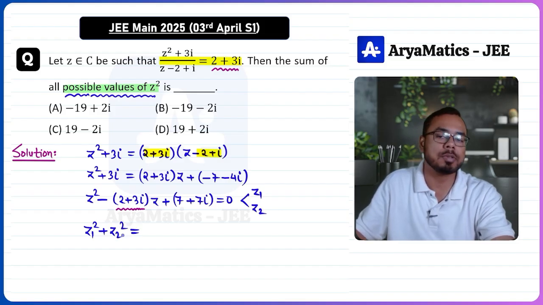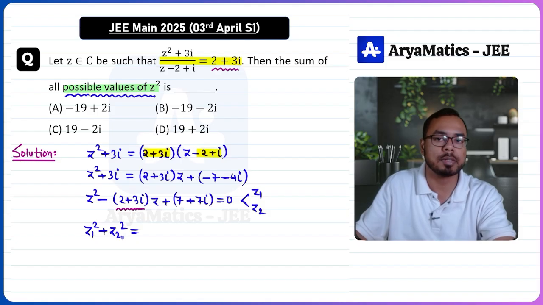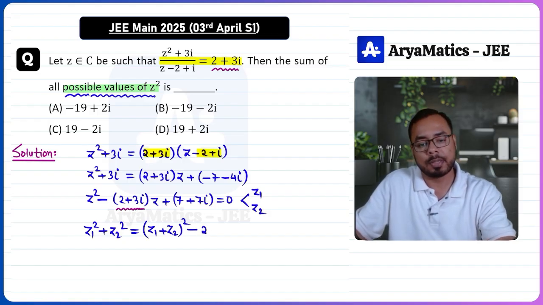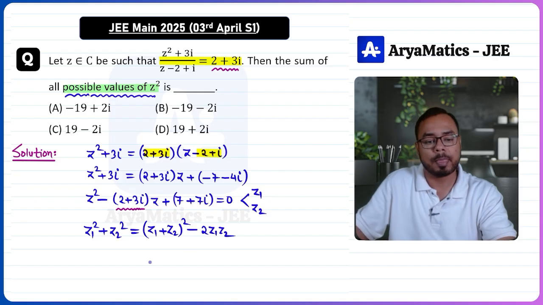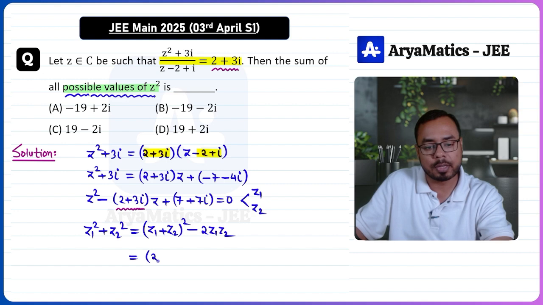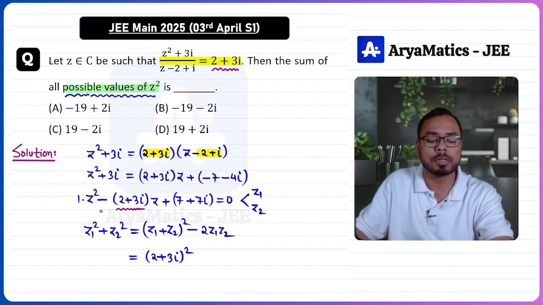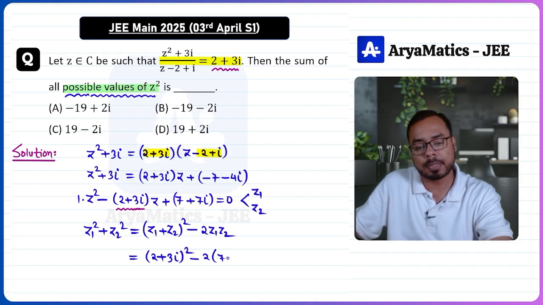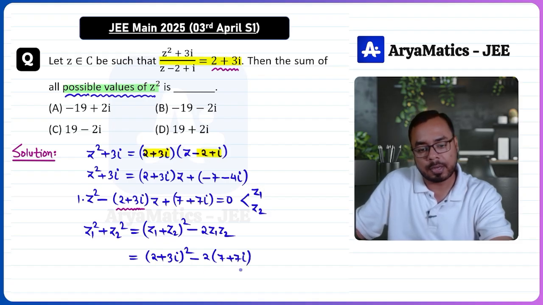So for this we can use the relation between roots and coefficients of a quadratic equation. z1 square plus z2 square, this you can write as z1 plus z2 whole square minus twice of z1 into z2. And now in this quadratic equation, sum of roots will be minus b by a. So that means we have 2 plus 3 iota by 1, right? That will be the sum of the roots. And product of roots will be c by a. Now c by a will be 7 plus 7 iota.